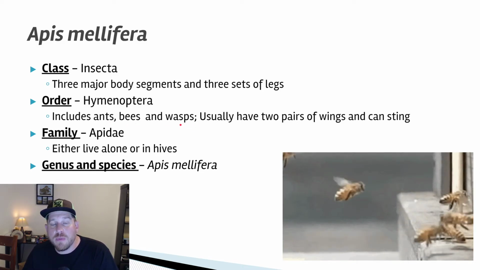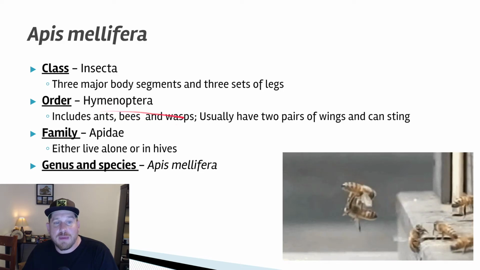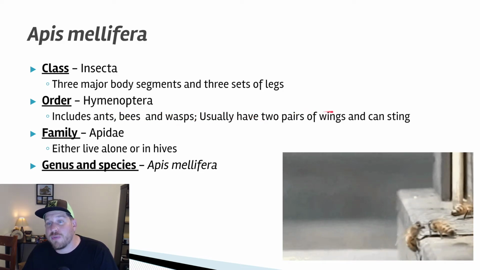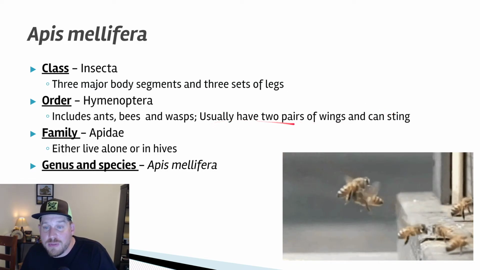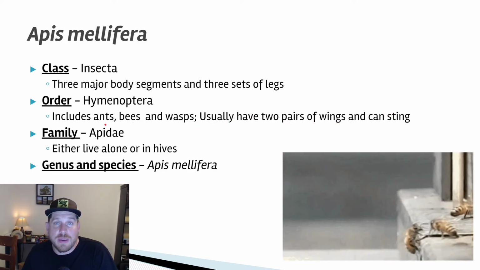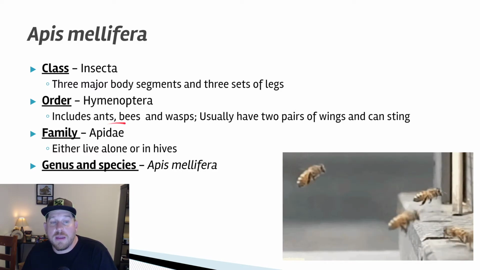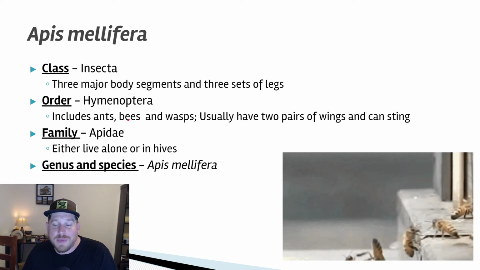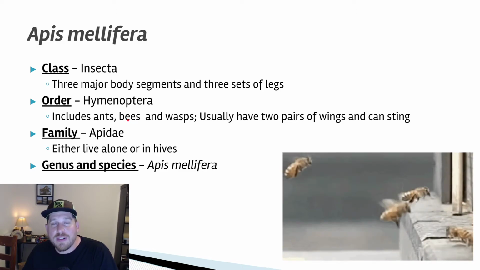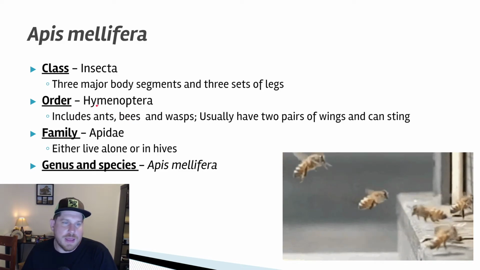The general characteristics of things in Hymenoptera is that they have 2 pairs of wings and they can sting. Now, not all the time. I mean, that's where it says usually. Some ants don't have wings. Some ants can't sting. Some bees can't sting. Some bees don't have wings. And there's always going to be outliers, but there's enough in common that we've left them together in that order.